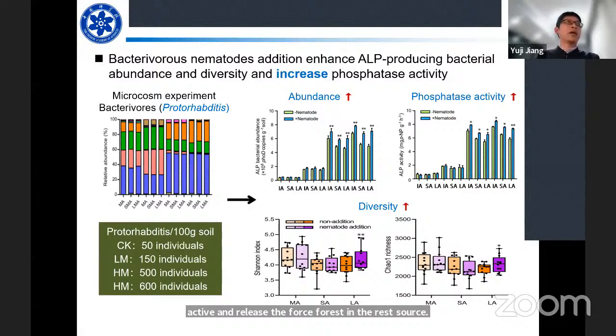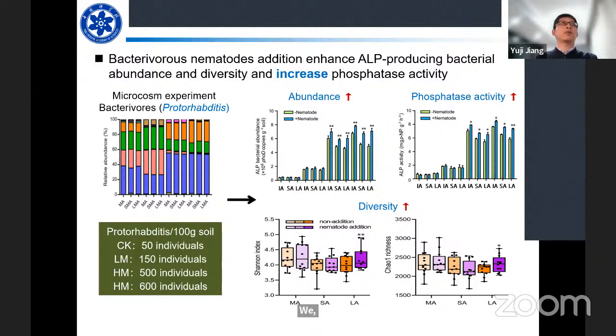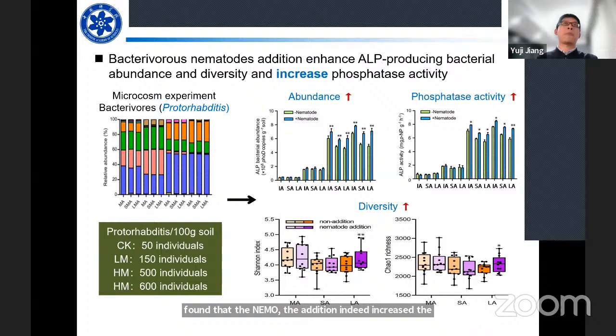A soil microcosm experiment was conducted to demonstrate the positive feedback of the nematode predation on phosphorus recycling. We also found that the nematode addition indeed increased the ALP producing bacteria abundance, diversity, and the phosphatase activity in soil aggregates under the high manure treatments.